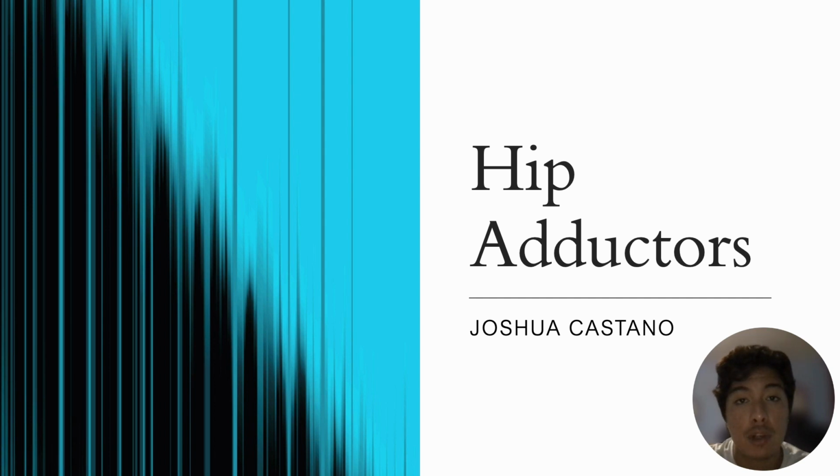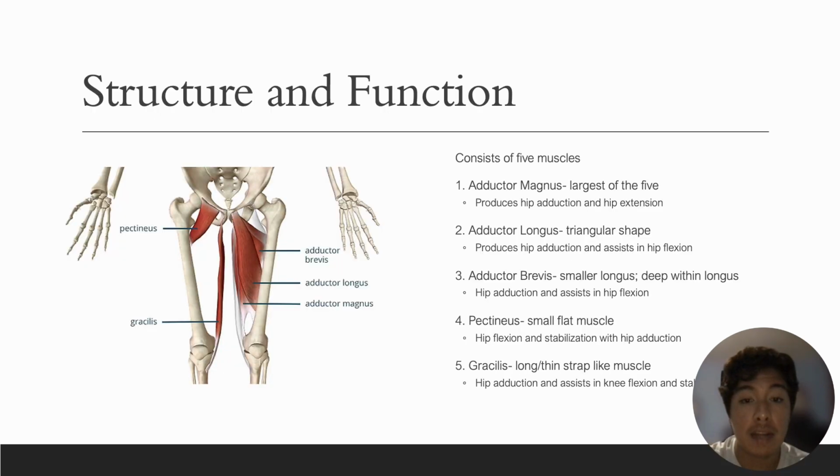Hi, my name is Joshua and I will be discussing the hip adductors, the structure and function of them, their origin and insertion points, and the bones that they act upon. The hip adductors consist of 5 muscles, the first one being the adductor magnus, which is the largest of the 5, and is responsible for producing hip adduction and hip extension.